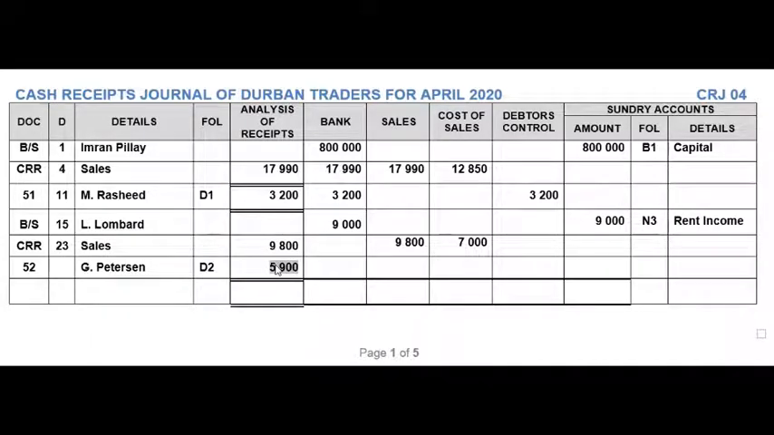Now this is the last transaction for the day. So we can cash up our till and deposit the total money that we received for the day. In other words, the total of these two values into our bank account, which is 15,700. Please also remember to indicate what G. Peterson paid us for. So this 5,900 Rand from him was for paying back his account in debtors control.